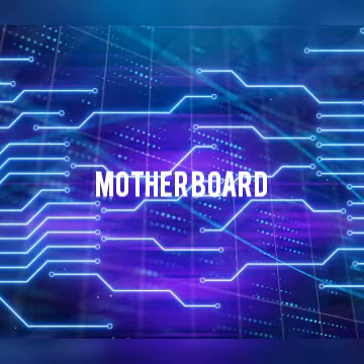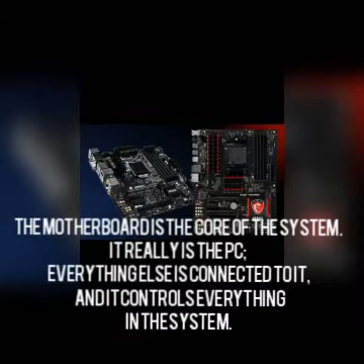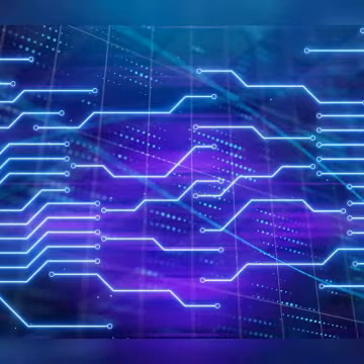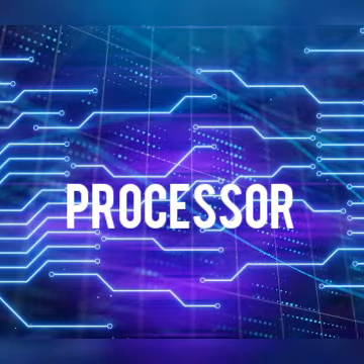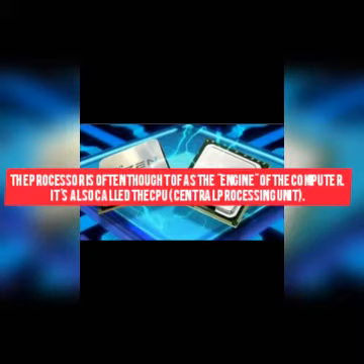First is the motherboard. The motherboard is the core of the system. It really is the PC. Everything else is connected to it, and it controls everything in the system. Next is the processor. The processor is often thought of as the engine of the computer. It's also called the CPU or Central Processing Unit.